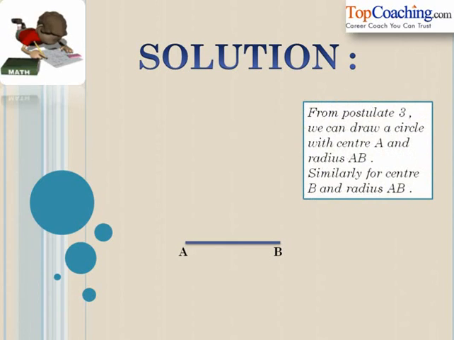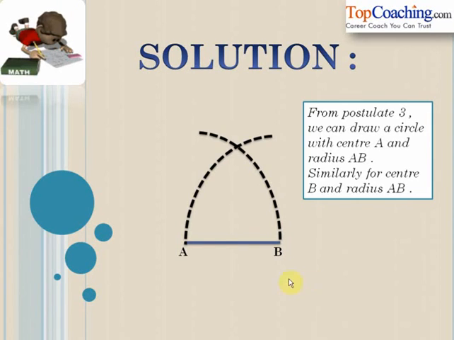Now from postulate number 3 we can draw a circle with center A and radius AB. So we have seen that we can draw any circle with any center and any radius, and this is postulate number 3. So using postulate 3 we can draw a circle with center A and radius AB. Similarly for center B and radius AB we can again draw a circle. So taking AB as the radius and A as a center, we draw an arc. Similarly taking AB as a radius and B as a center, we can again draw an arc.